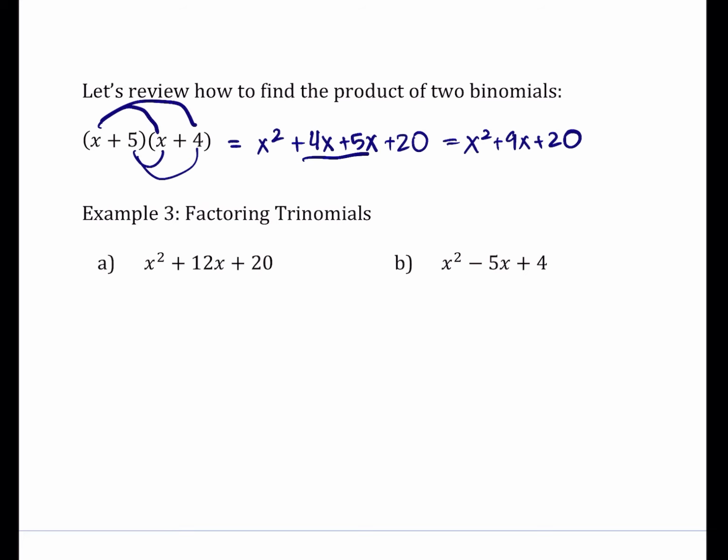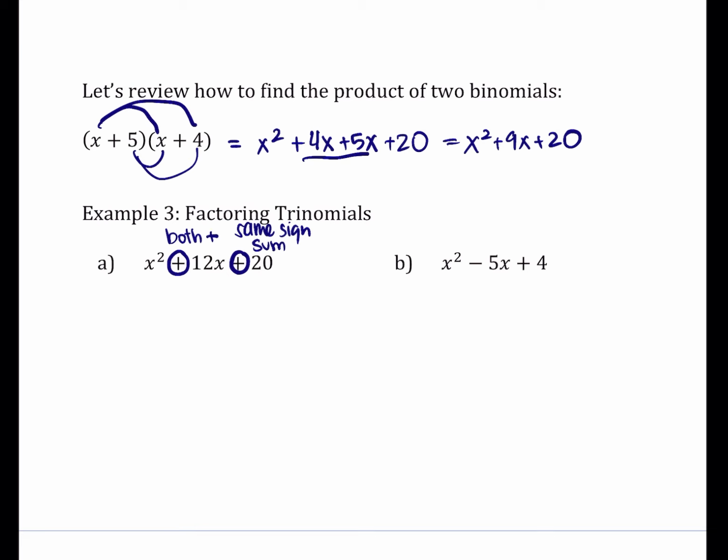The sign of the third term, first of all, I want to make sure it's in order, right? We have the x squared, the x, and then the number. I want to look at this sign right here. Since it's positive, I know it's going to be the same sign. And I'm looking for a sum, okay? And since this is positive, they're both going to be positive, and you'll see what I mean in a minute.